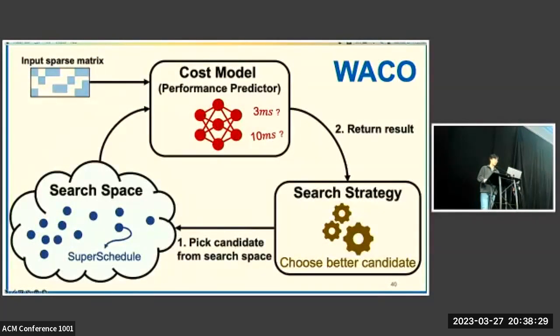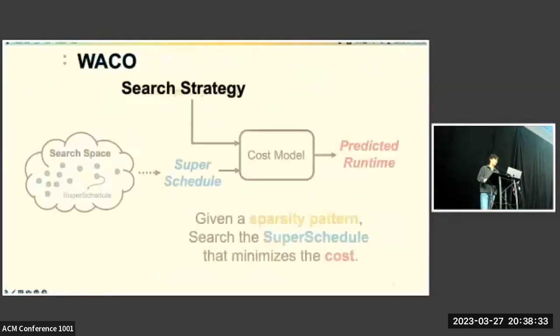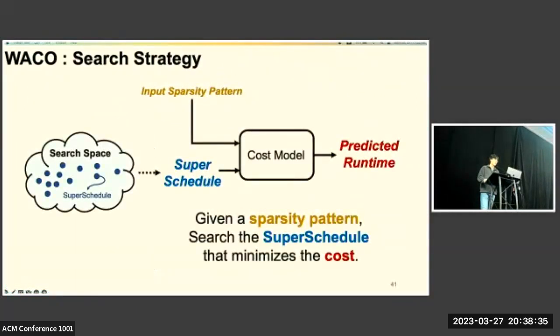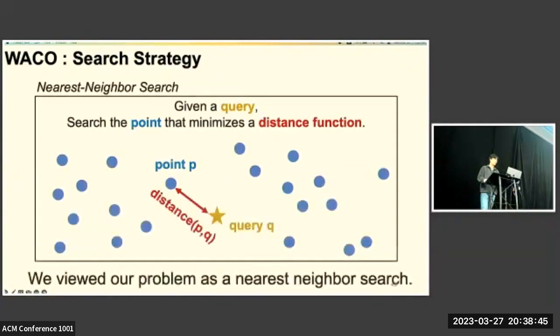Now, let's find out how we implement the search strategy, which is our final component. Our goal is to find an optimal superschedule, or optimal format and schedule, in the search space that minimizes the predicted runtime given an input sparsity pattern. We view this problem as a nearest neighbor search, which is widely used in database systems and information retrieval. As you can see in this picture, nearest neighbor search is the algorithm that searches for a point which is closest to a query in terms of minimizing the distance function.